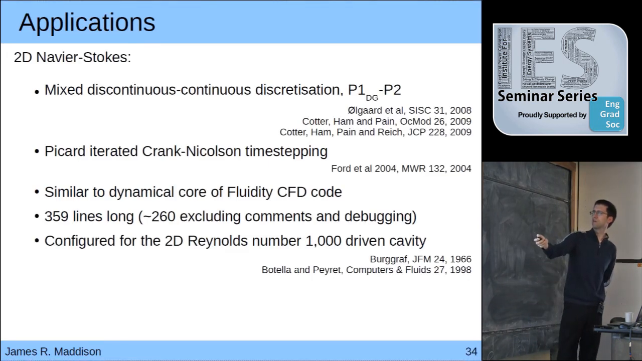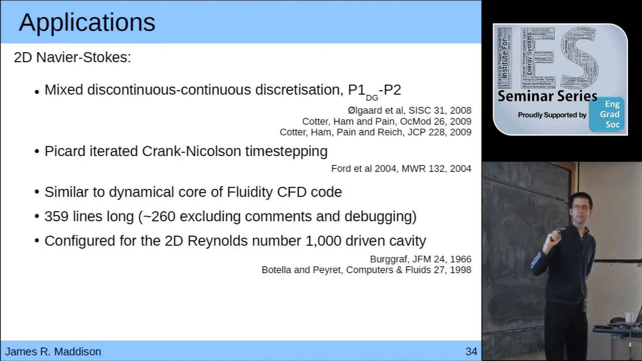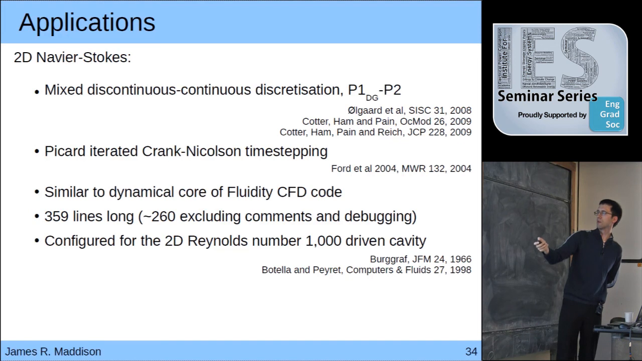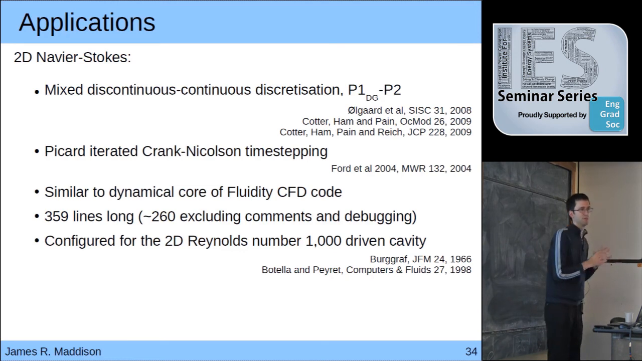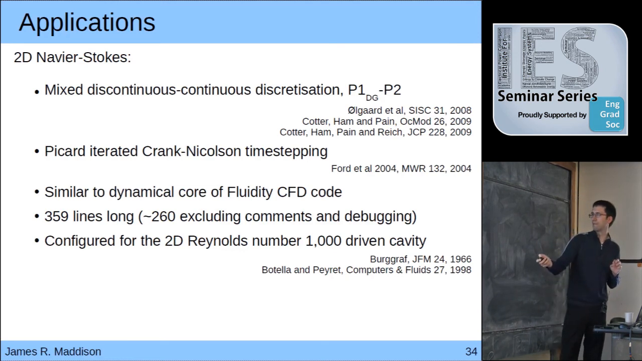Let's solve Navier-Stokes. This one is using a fairly advanced finite element scheme. It's using a discontinuous Galerkin scheme for one of the fields, and a moderately complicated time-stepping scheme, a type of approximated Crank-Nicolson. But this is a Navier-Stokes flow solver that's basically designed to look as much as possible like the Fluidity CFD internals.